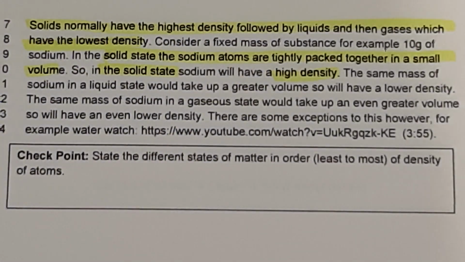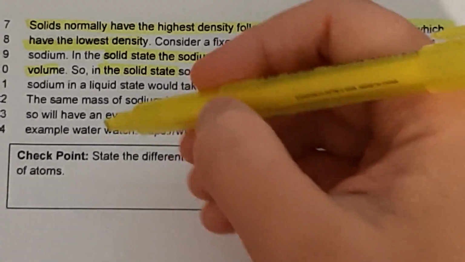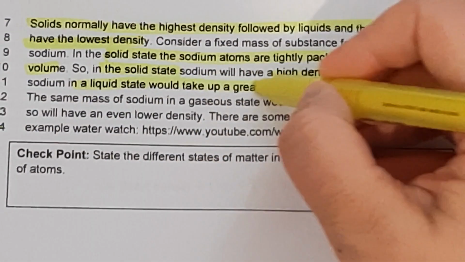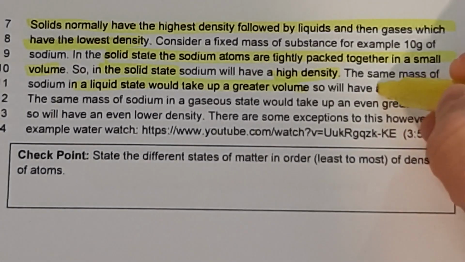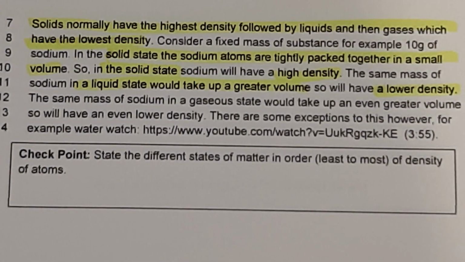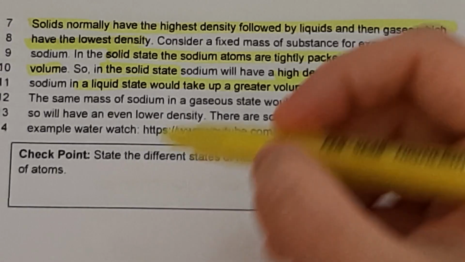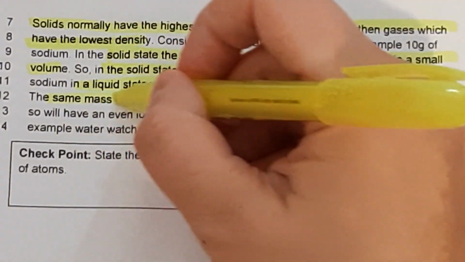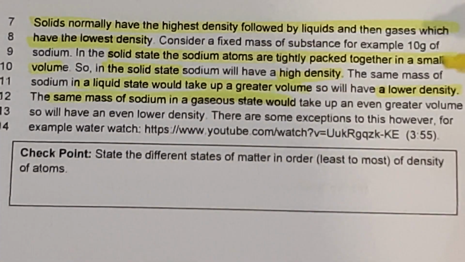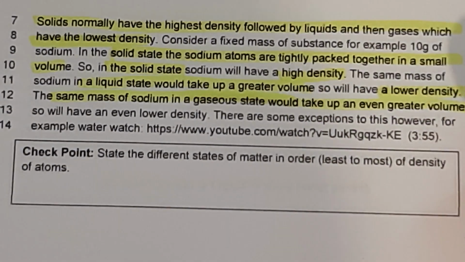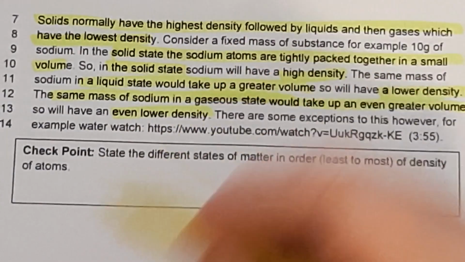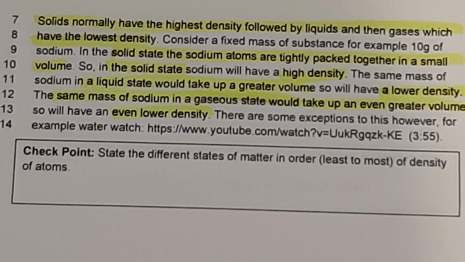The same mass of sodium in a liquid state would take up a greater amount of volume, so it will have a lower density. The same mass of sodium in a gaseous state, or as a gas, would take up an even greater volume, so it will have an even lower density again. However, there are a few, not very many, exceptions to this.